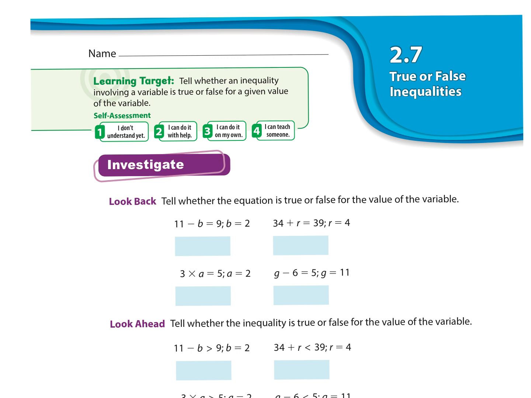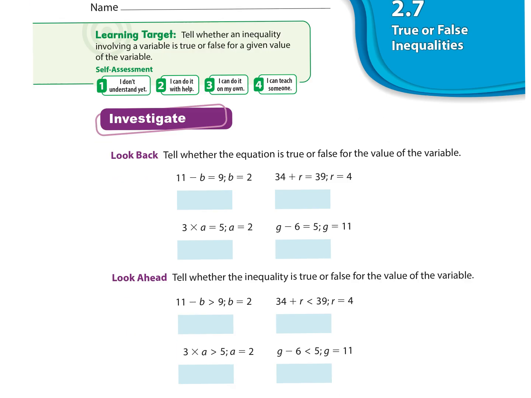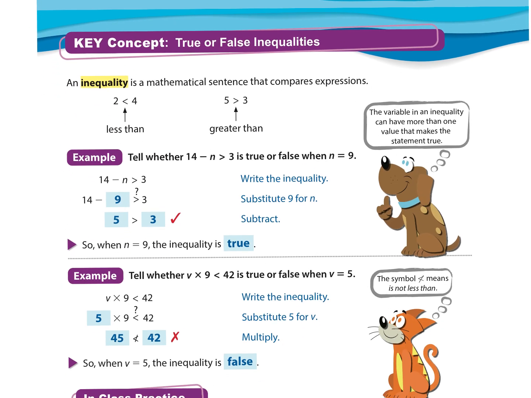An equation is when I have two expressions, like what we worked with. We sometimes had two expressions on either side of the equal sign, and both had to equal the same thing. An inequality is a little different. We're going to look at the definition of an inequality.